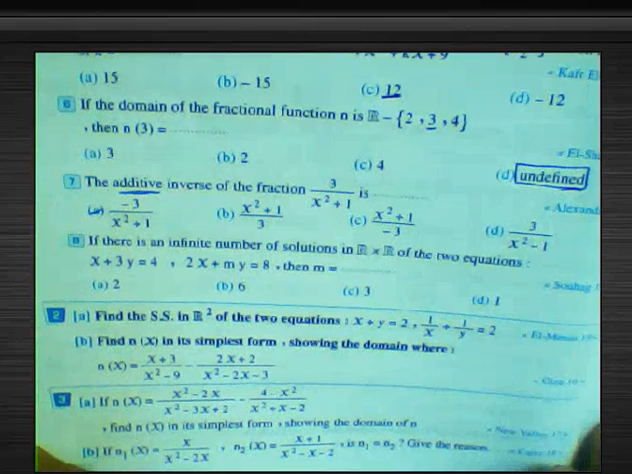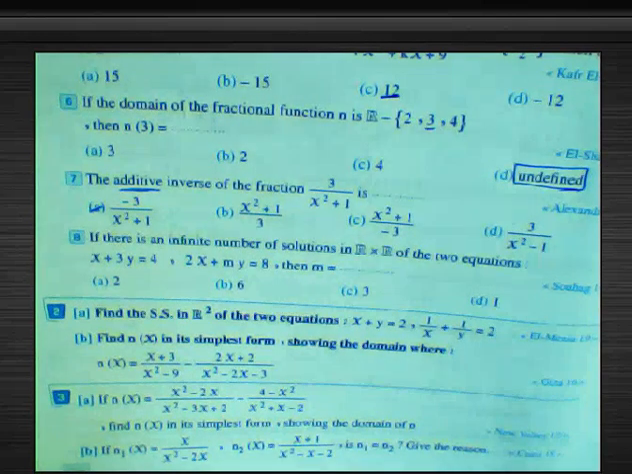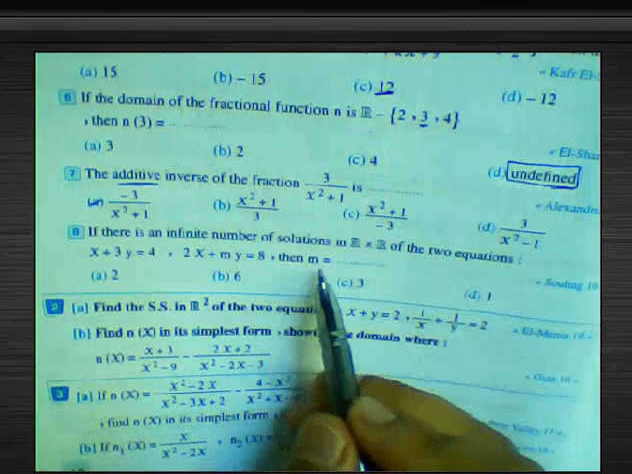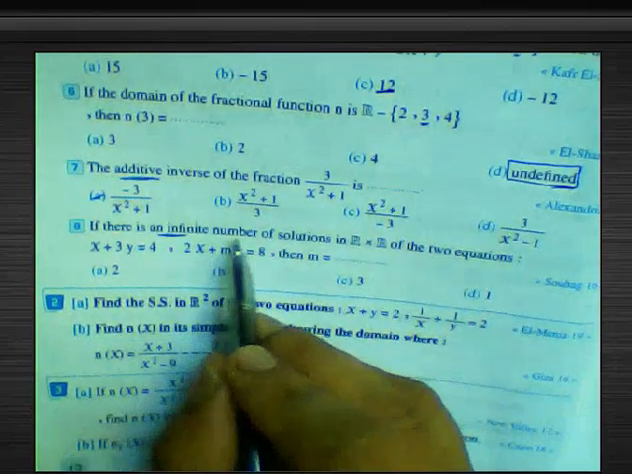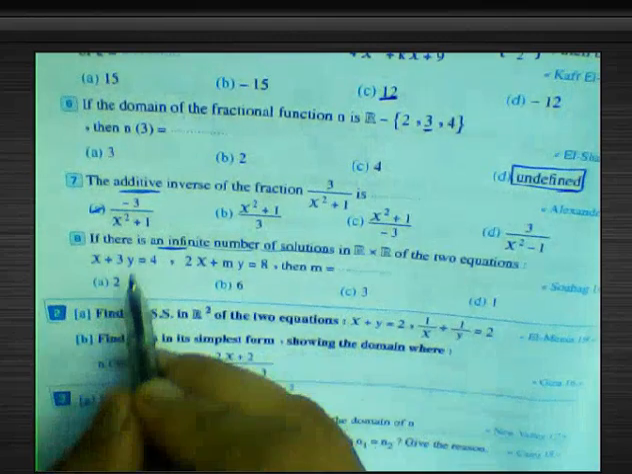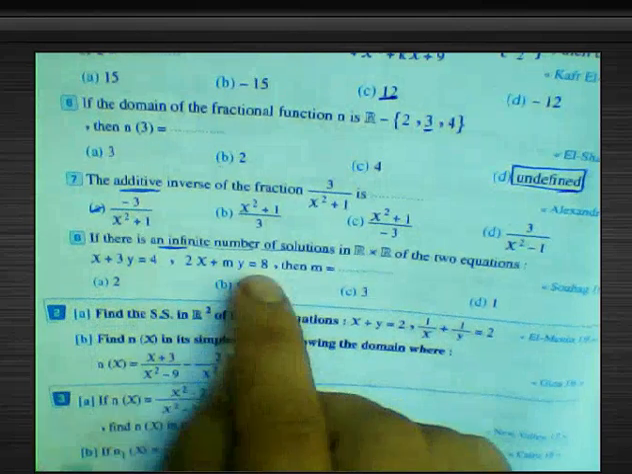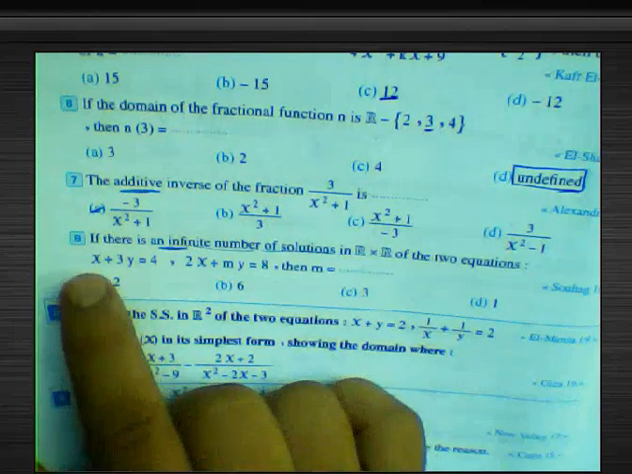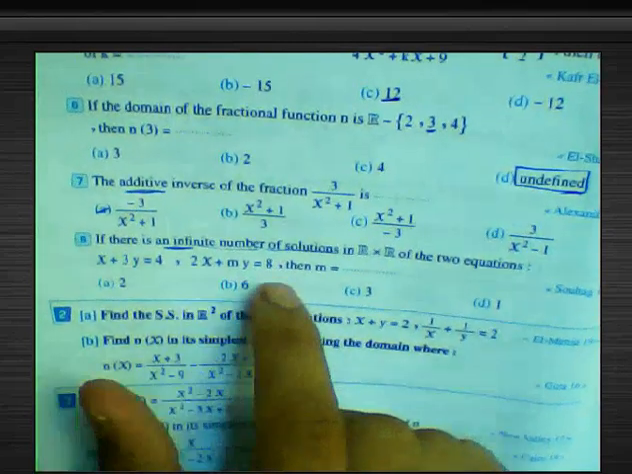Question 8. If there is an infinite number of solutions in R times R of the two equations x plus 3y equals 4 and 2x plus my equals 8, then m equals... We know an infinite number of solutions for two equations means they must be congruent. The first equation and second equation must be congruent.